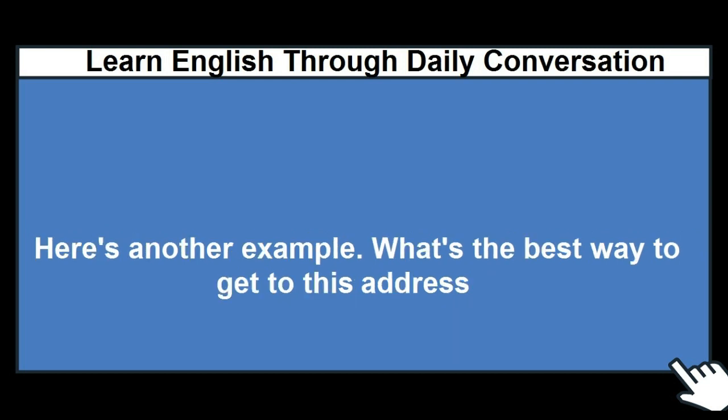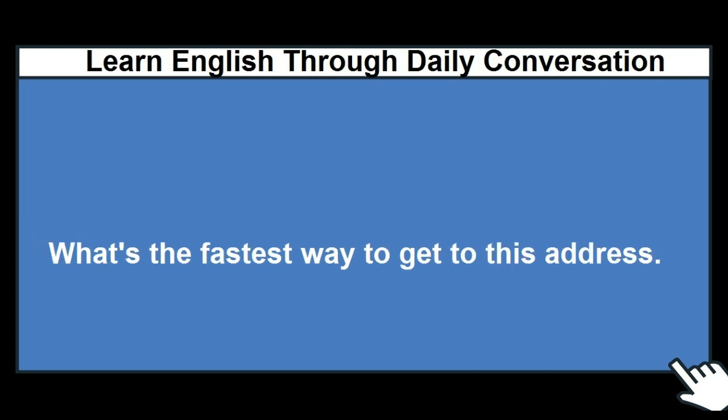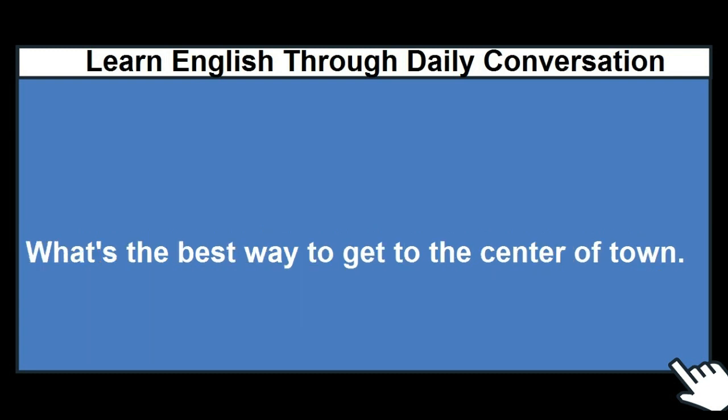Here's another example. What's the best way to get to this address? In this, the best way can be changed with fastest. What's the fastest way to get to this address? Or we can also change to the center of town. Instead of address, we can give a specification where we are going. What's the best way to get to the center of town?